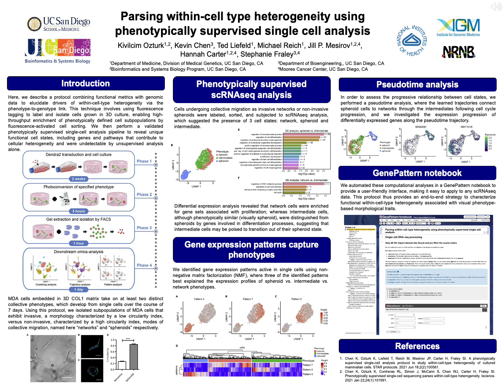We identified gene expression patterns active in single cells using non-negative matrix factorization, where 3 of the identified patterns best explain the expression profiles of spheroid versus intermediate versus network phenotypes. In order to assess the progressive relationship between cell states, we performed a pseudotime analysis where the learned trajectories connect spheroid cells to network cells through the intermediate cells following cell cycle progression, and we investigated the expression progression of differentially expressed genes along the pseudotime trajectory.